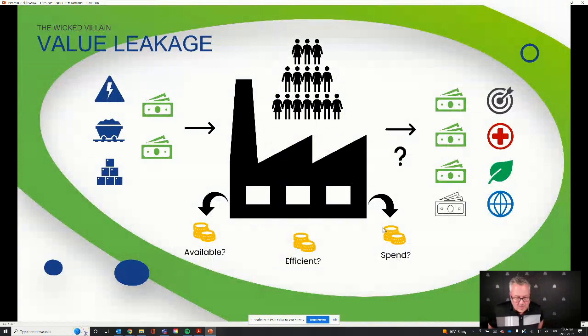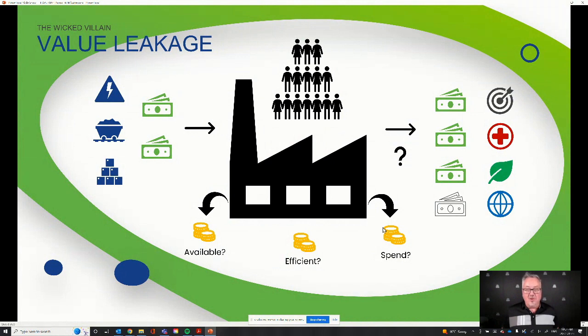So, what are we fighting against here? I like to view the wicked villain as something I call value leakage. Now, in this graphic, we've got our assets, the plant or the facility, with our people, and we have a bunch of inputs. So we've got financial inputs, we've got our CapEx, we've got our OpEx, we've got our energy, we've got our raw materials, we've got our services, our supply chain services and materials, our parts. All of these are investments into our assets. And of course, out the other end, we hope to have a bunch of value come out.